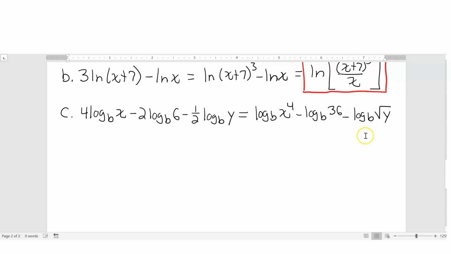And now what you can do is look at these symbols carefully. You see that we have subtraction symbols in front of both of these terms. That means they're really going to go in the denominator using the quotient rule. So our final expression will be log to the base b of x to the fourth divided by 36 square root of y.